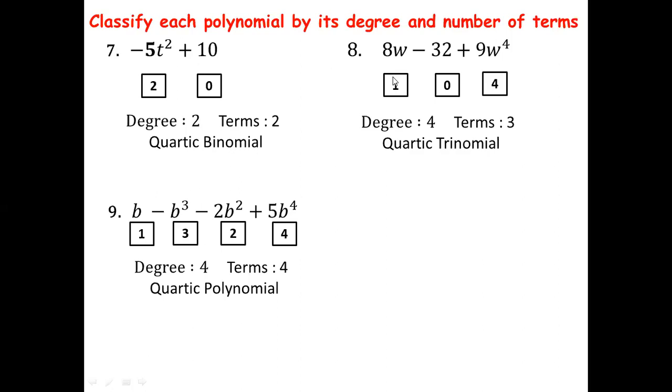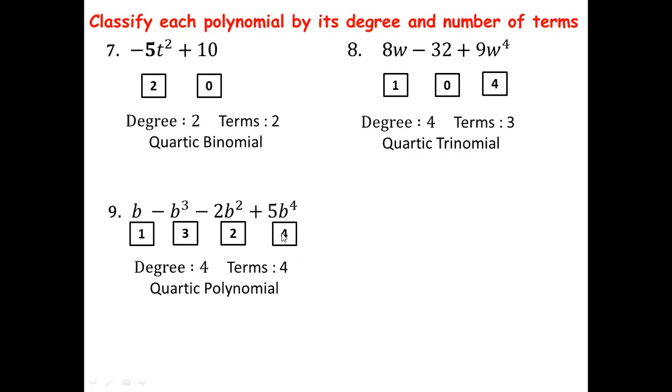Now here the degree is 1, here no degree, it's 0 degree, and here the degree is 4. So the highest degree is 4, and how many terms do we have? 1, 2, 3. So it's going to be quartic, because 4 degrees and 3 terms means it's going to be trinomial. So quartic trinomial.